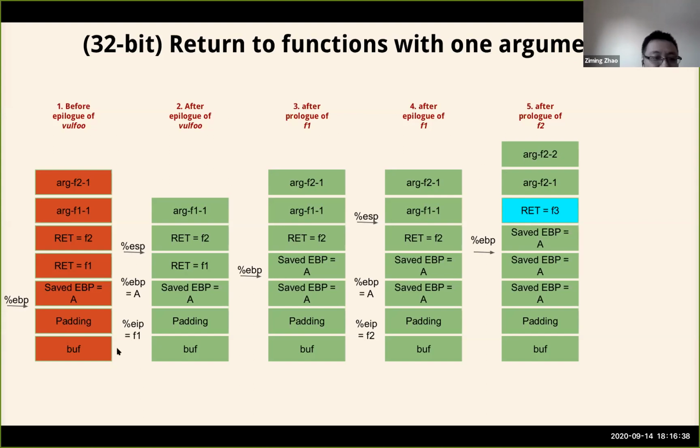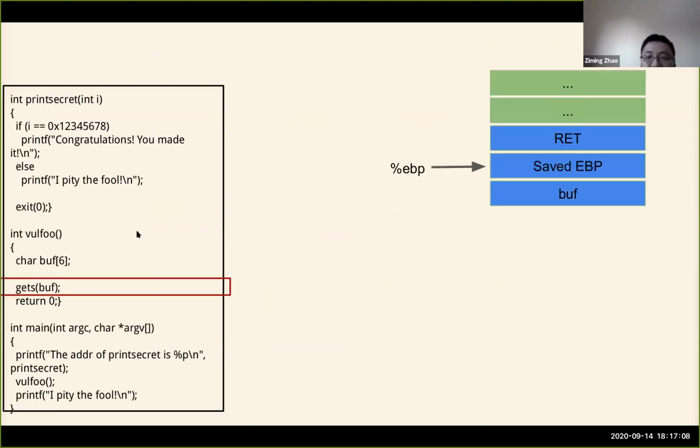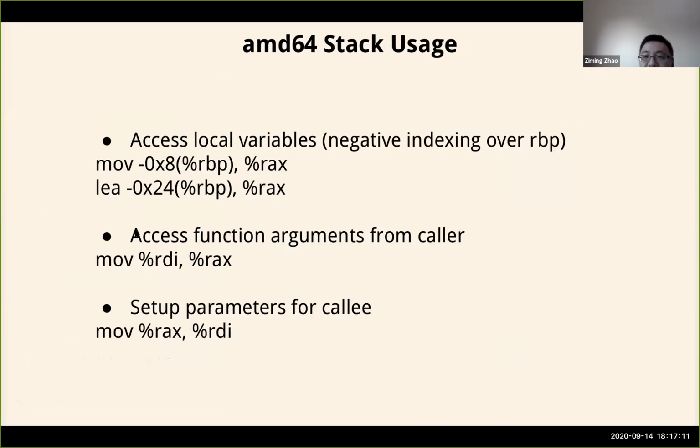For example, this is a doable thing. Let's say we can override everything from the buffer. We have the buffer, we have padding, the saved EBP. We put function 1's address here, and function 1 takes one argument. That argument is not supposed to be at this address, because of the unbalanced frame, the argument is actually 4 bytes higher than this.